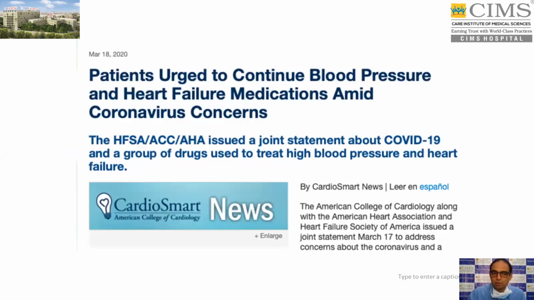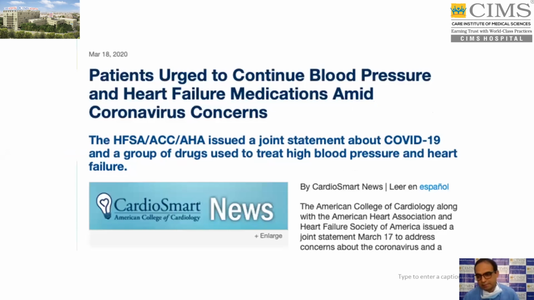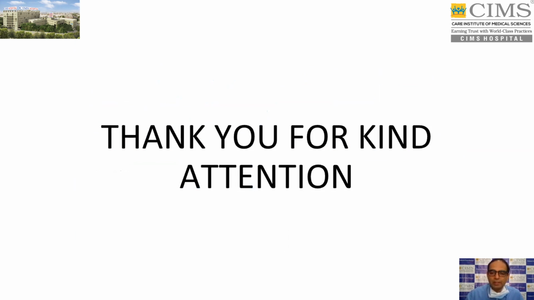Statins, so patients should be continued with blood pressure medications and heart failure medication. They should not be stopped. And one more thing is the statins. Statins also should not be stopped. They should be continued in a COVID-19 infection, unless the patient is having acute liver injury, where you may decrease the dose or stop it so that it may not cause an acute liver injury precipitation. So this is about COVID-19 and the heart.